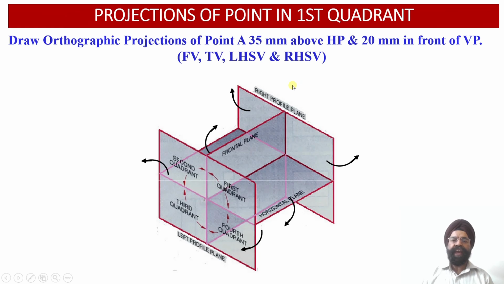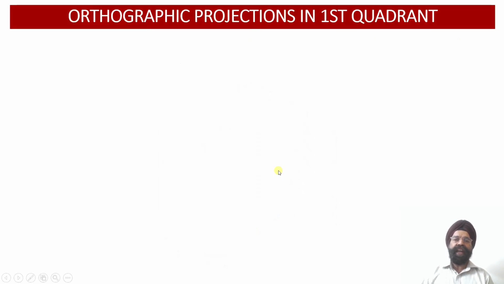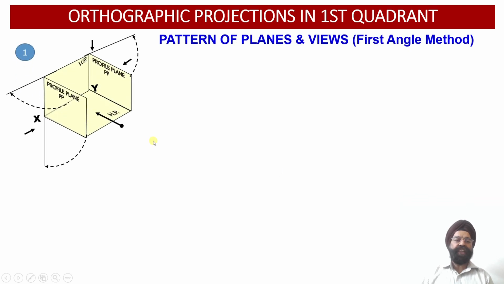So this way we have to carry out rotations of the horizontal plane as well as the profile plane in such a way that the three projections, that is the front view, the top view and the side view projections, are all obtained alongside each other in a single two-dimensional plane. Now let us see how these planes of projection behave when we open out the different planes of projection in the first quadrant.